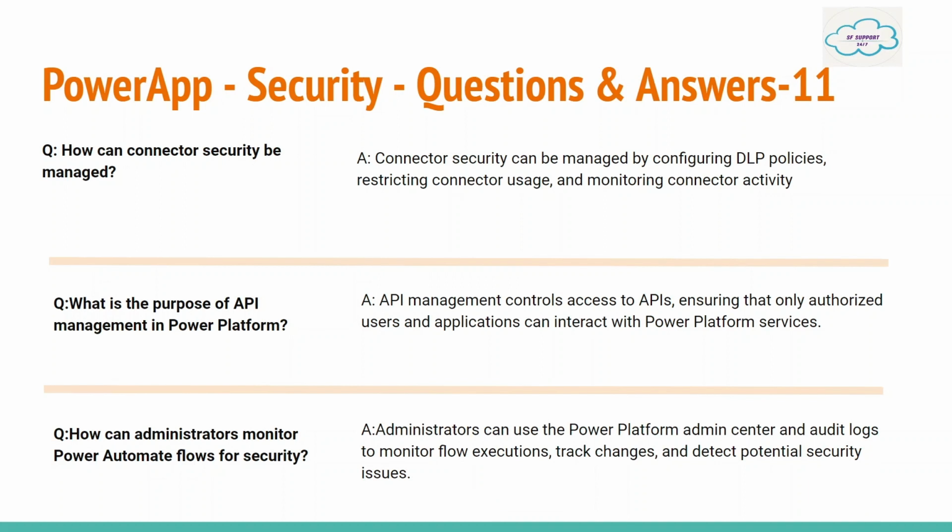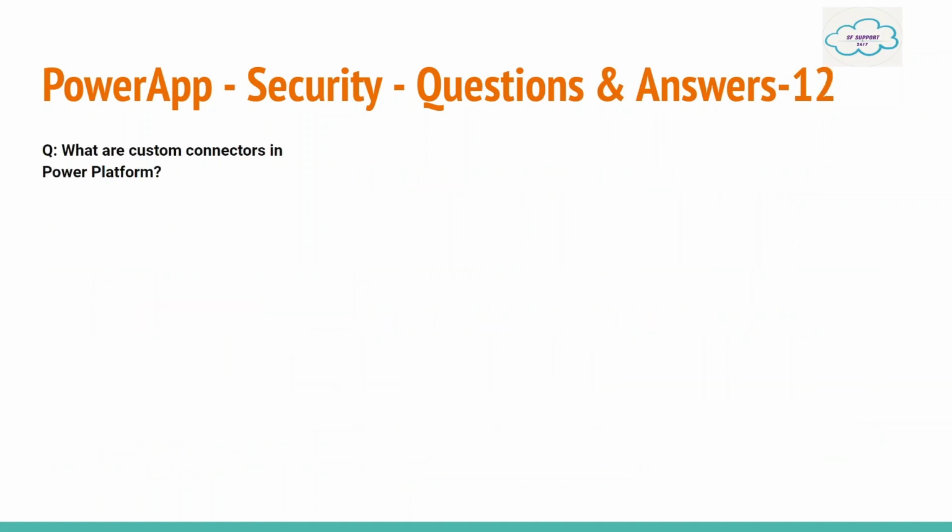Answer: An administrator can use Power Platform Admin Center and audit logs to monitor the flow execution, track changes, and detect potential security breaches. Given the bot attacks and all those things, it's always better to be really cautious about the security and monitor very frequently. Next question: what are the custom connectors in the Power Platform?